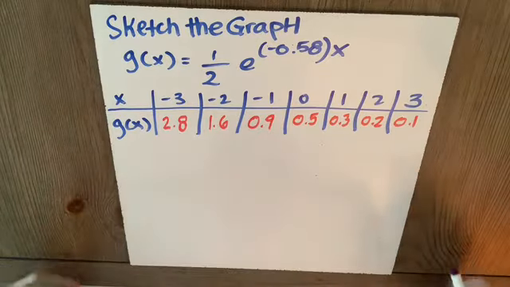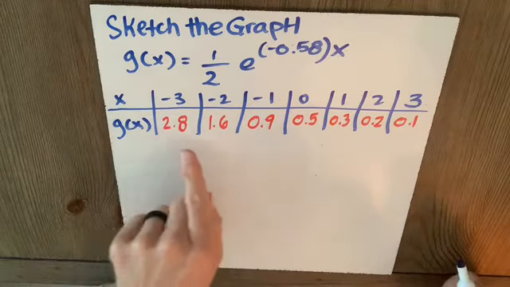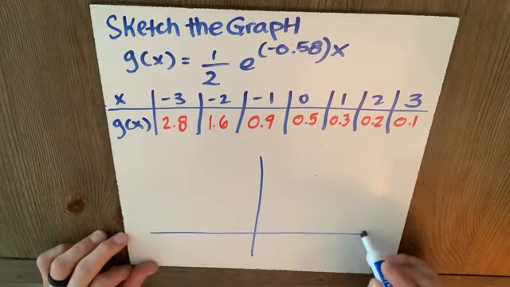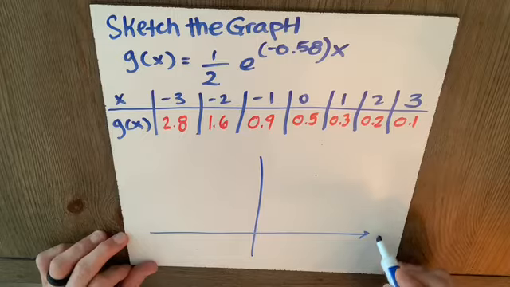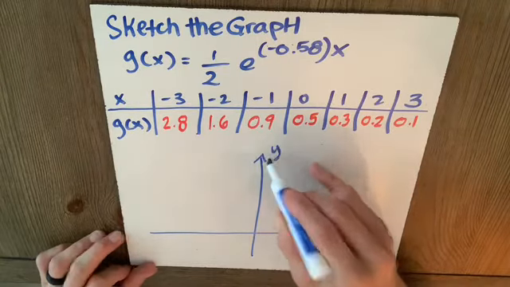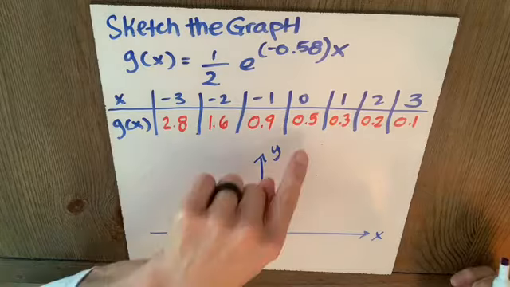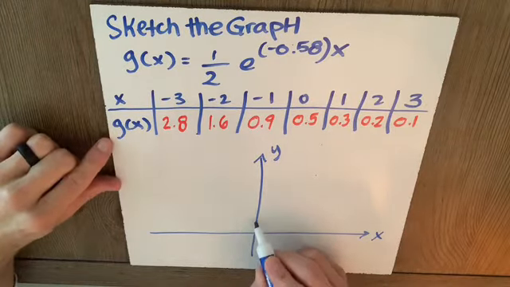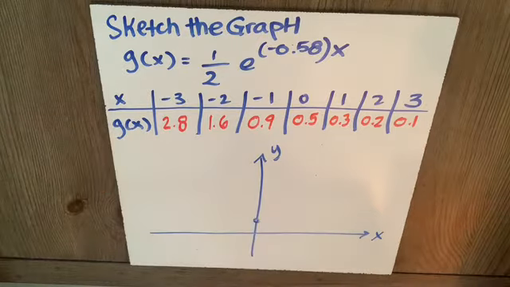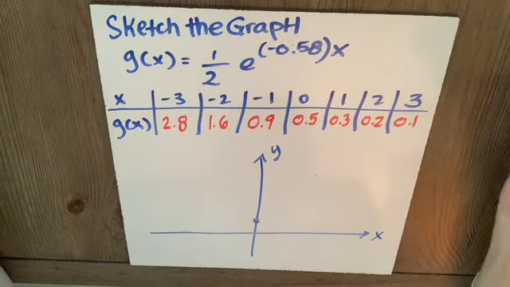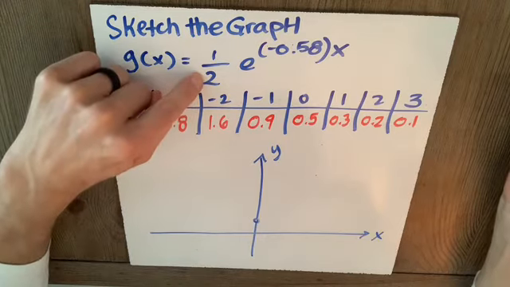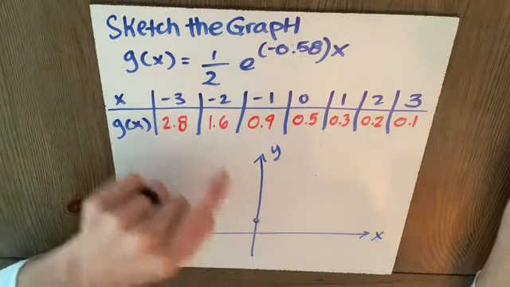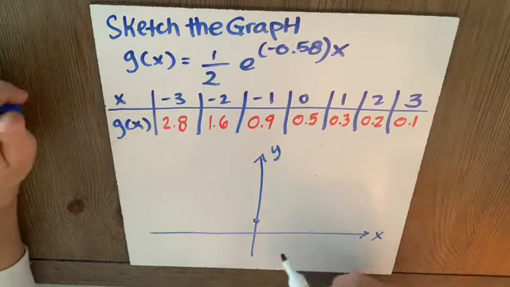For the values, -3 to 3, just the integers, I took the liberty to go ahead and calculate the values of the g of x function, or in other words, I calculated the y values. Here's our x-axis, here is our y-axis. I have this point 0 on the x and up 0.5. Wait a second, shouldn't it be 0, 1? It should be, but we've got this vertical shrink by factor 1/2. So what I thought would be 1 is 1/2 of that. So it's at 0, 1/2.